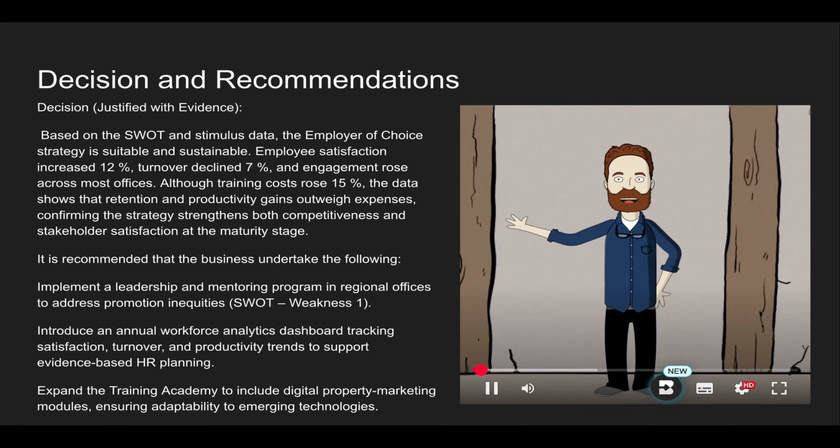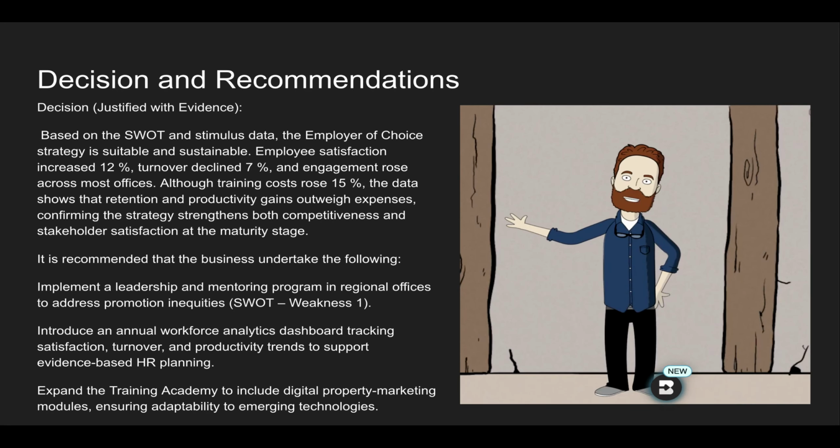Once you have evaluated your business strategy using the business criteria, you then have to come up with a justified decision whether this strategy is working or not. A justified decision has to be backed on quantitative evidence that you're gaining from either the SWOT or the stimulus material that you've been given.